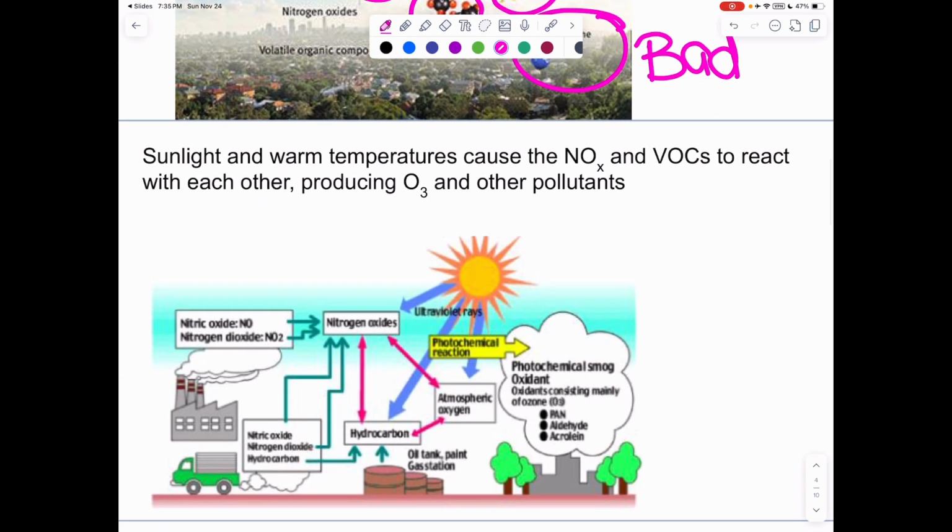This is just another diagram that goes through the whole process. So if you're more curious about how all these VOCs are produced and how this reaction happens, there's a lot more information on this page. But again, the gist is that we have our nitrogen oxides being produced, we have our hydrocarbons being produced, and then that all reacts to get our ozone, aka our photochemical smog.